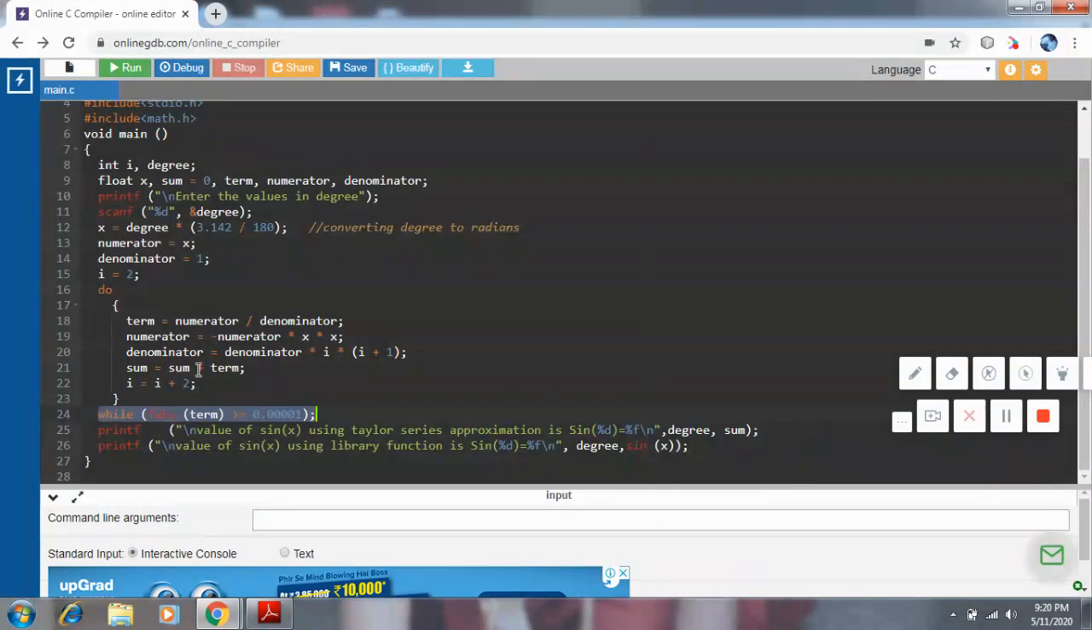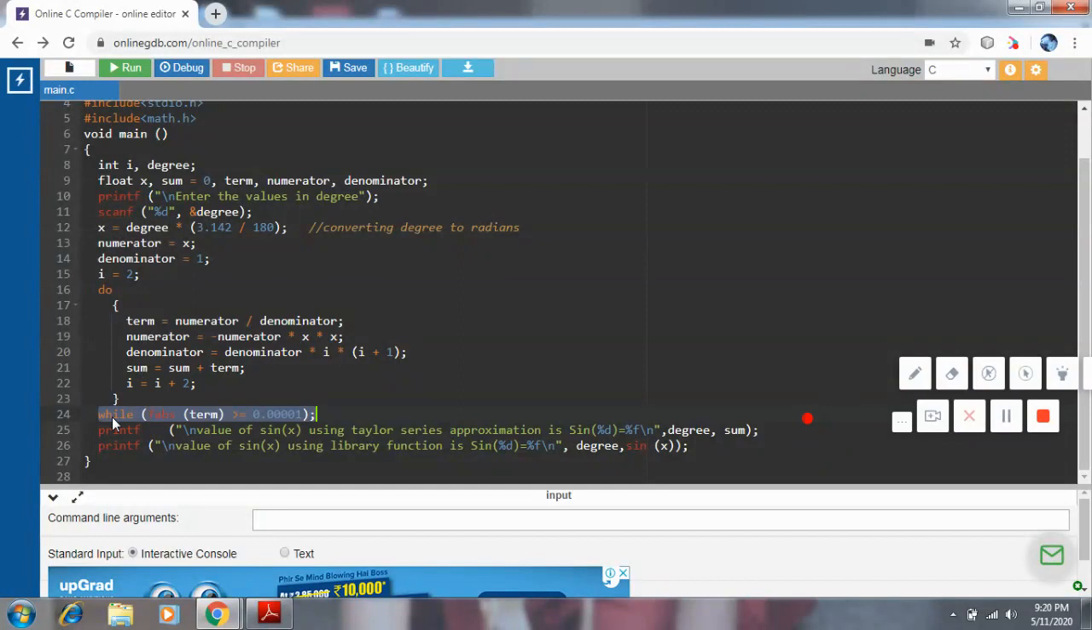Sum equals sum plus term. So we are adding each and every calculated term value to the sum. Then i equals i plus 2. I'm incrementing the value of i by 2.